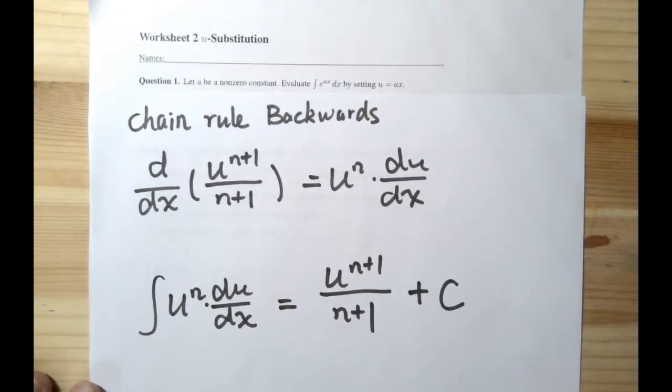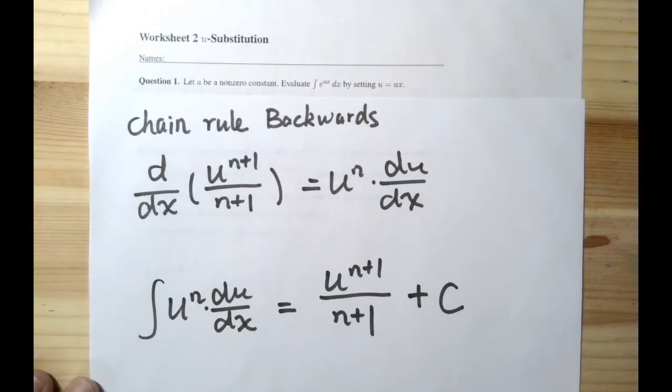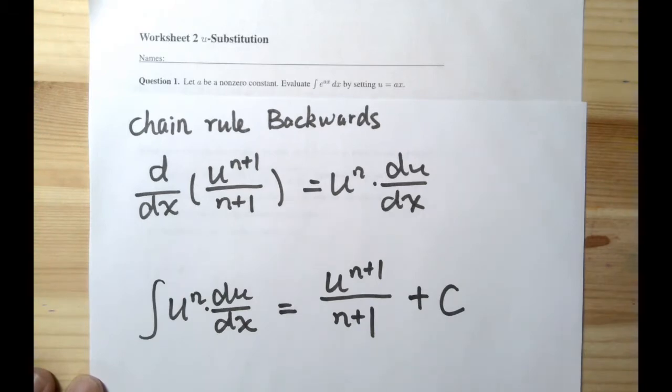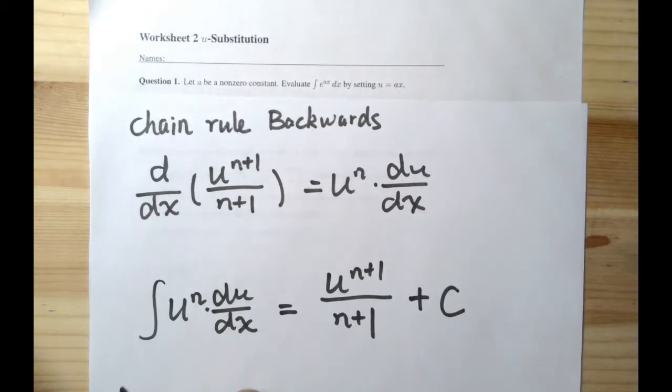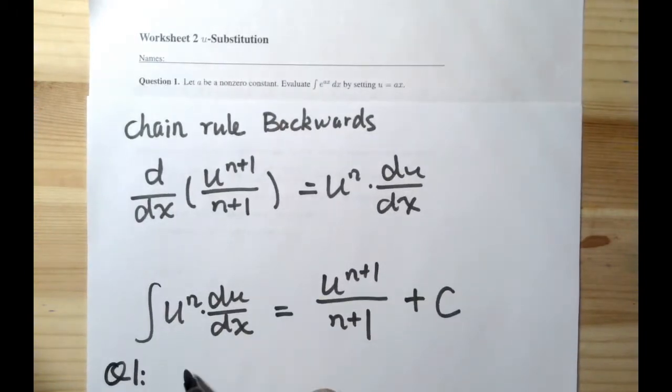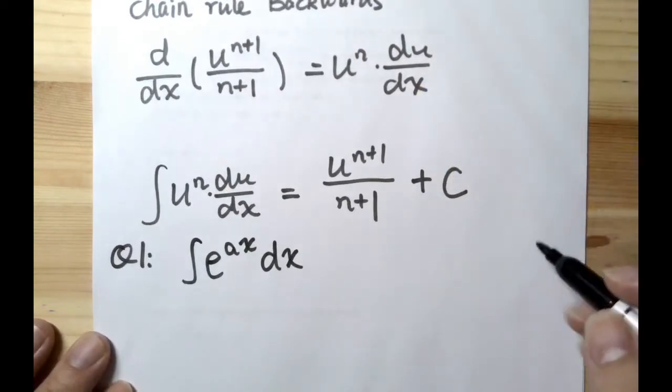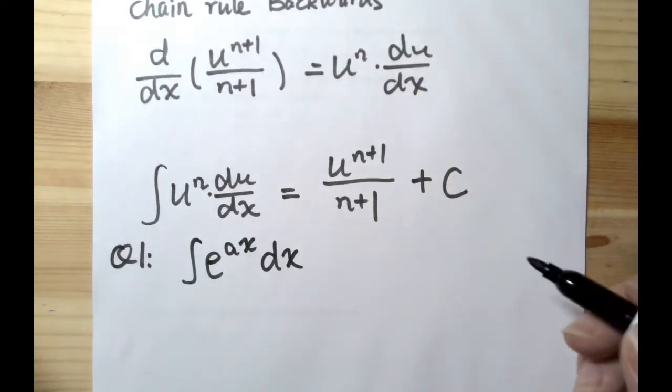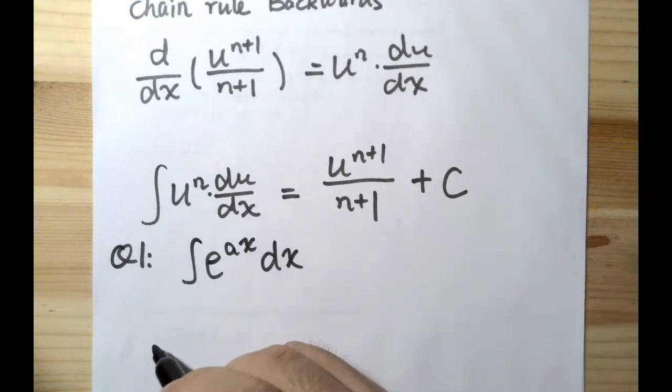So now let's go through three problems for this worksheet. Question 1: let a be a non-zero constant. Evaluate the integral of e to the power of ax dx by setting u equals ax. Okay, so let me write here. Question 1. So we have the integral of e to the power of ax dx. Again, a is non-zero, and we're setting u equals ax.